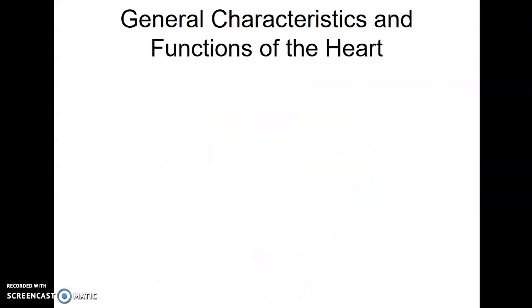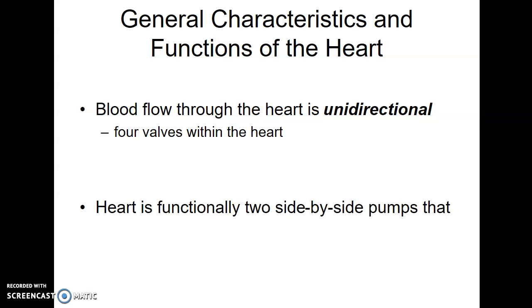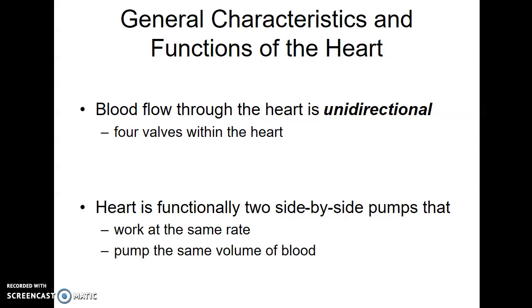All right, let's keep on moving. So our general characteristics and functions of the heart are as follows. Number 1, blood flows through the heart in one direction. It is unidirectional. We have 4 valves in the heart. In later lectures, we'll talk about what those valves are called. The heart is functionally 2 side-by-side pumps that work at the same rate, and they pump the same volume of blood. So half of your blood is circulating through the body, half the blood is circulating out to the lungs, minus the amount of blood that stays behind in the heart.